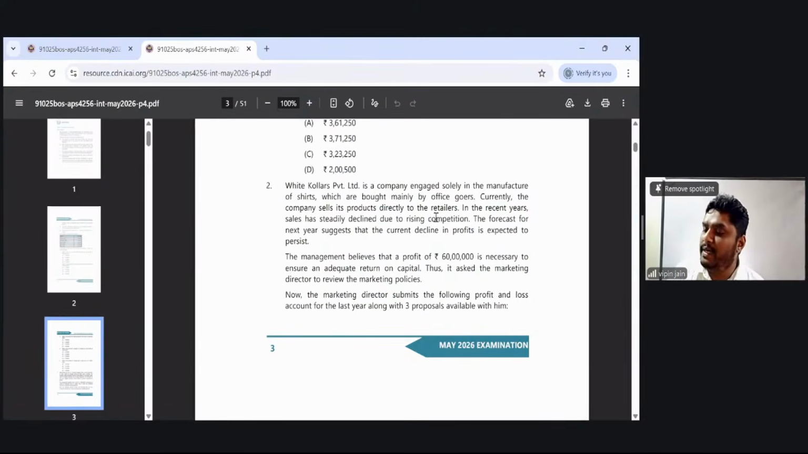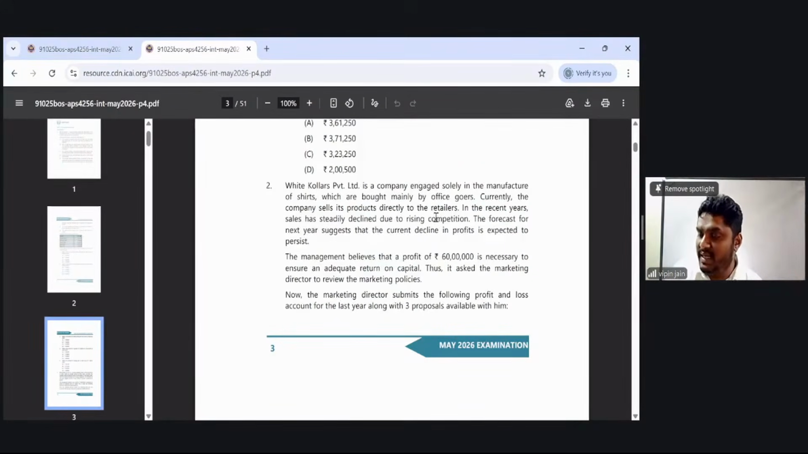White Collar Private Limited is a company engaged solely in the manufacture of shirts, which are bought mainly by office goers. Currently, the company sells its product directly to the retailers. So in short, there is a company, White Collar Private Limited. They are manufacturing shirts. They have their own retail stores or whatever it is, and they are selling directly to the customers, who are generally the office goers.